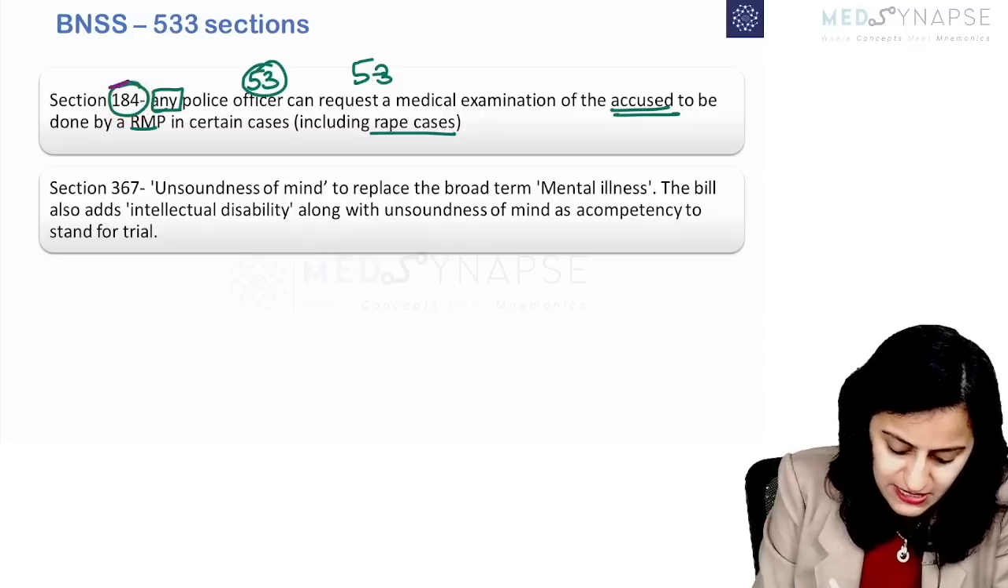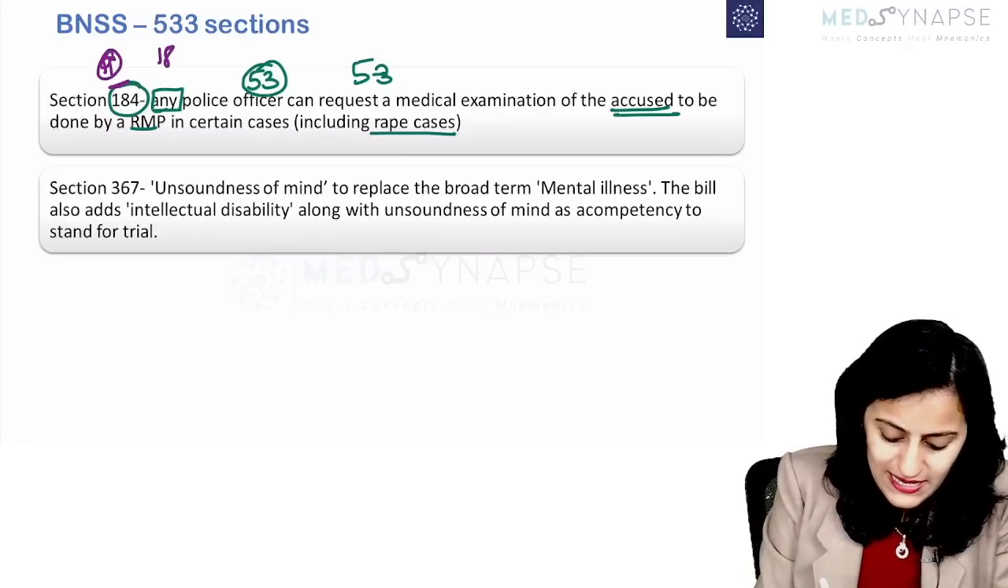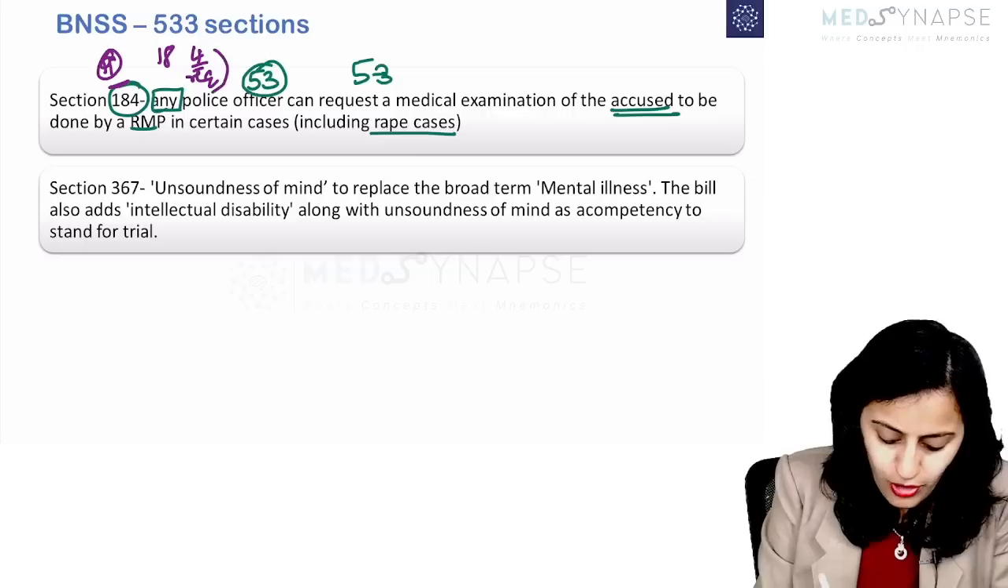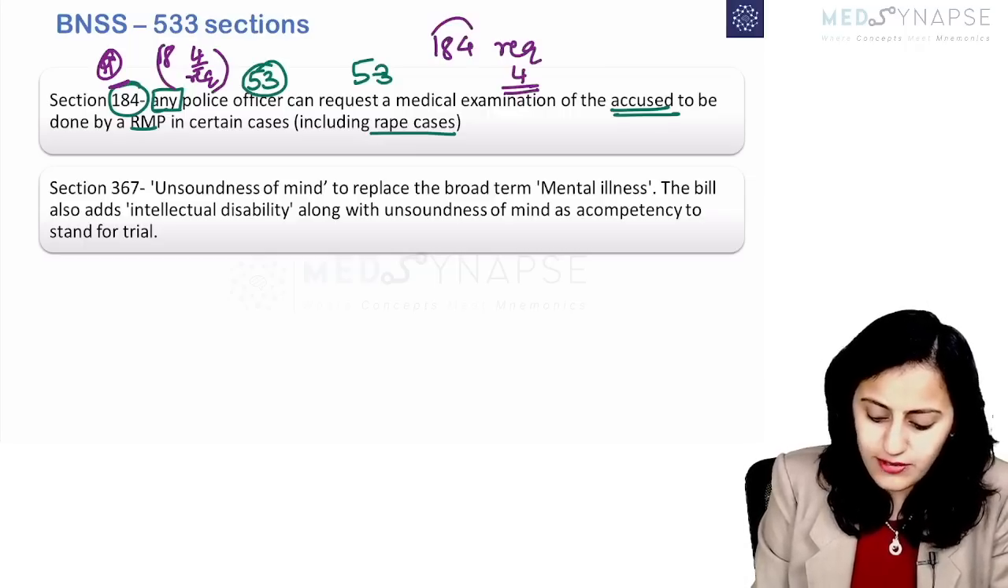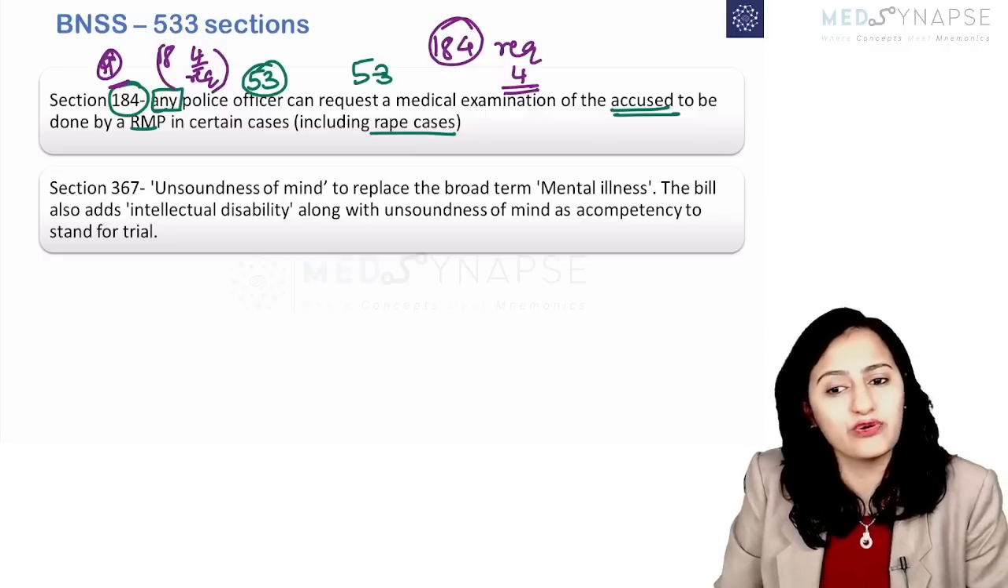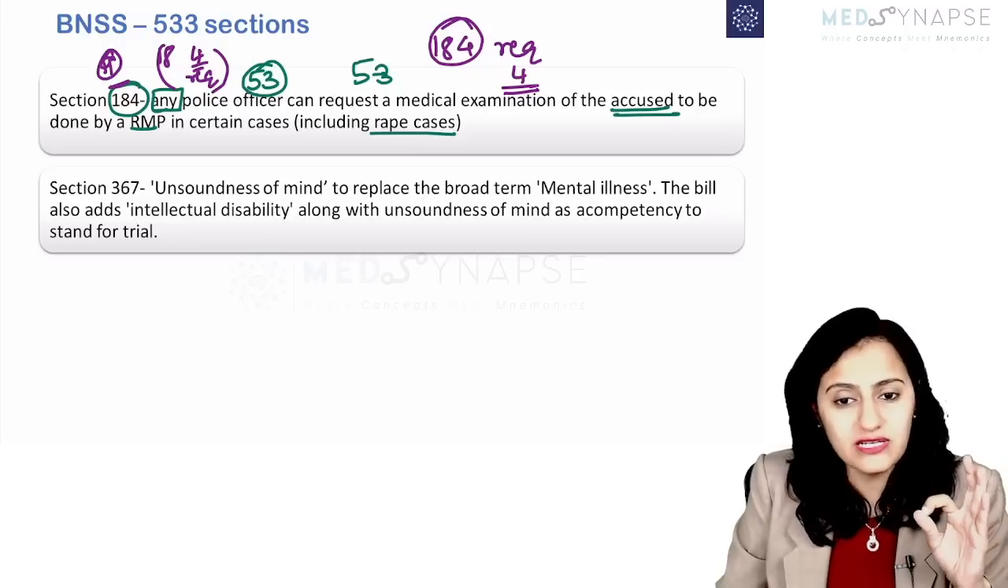So again, if you see here 1 plus 8, it is the 9 wala number, the rape wala 9. So 1, 8 and request for. Okay, so remember 1, 8 and request for. So 184 is any police officer requesting for the examination of the accused.